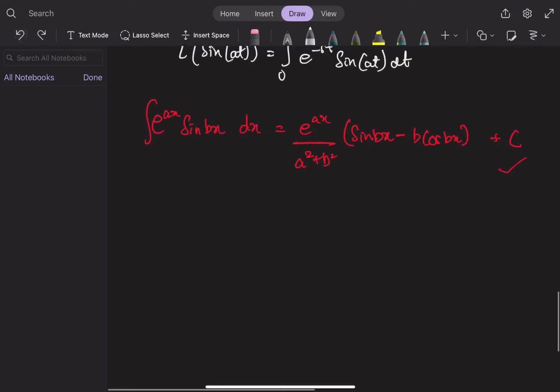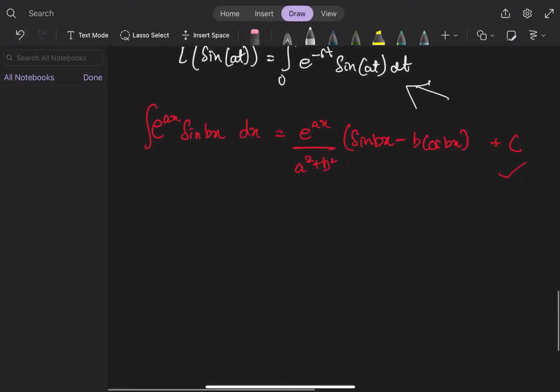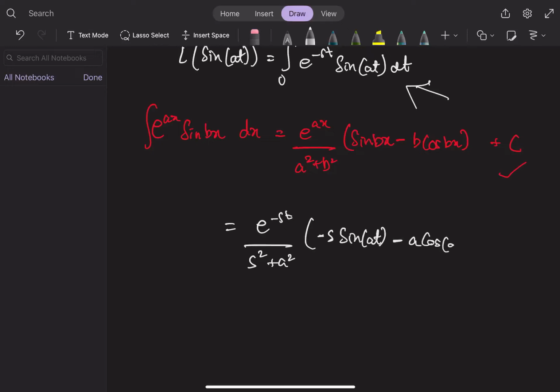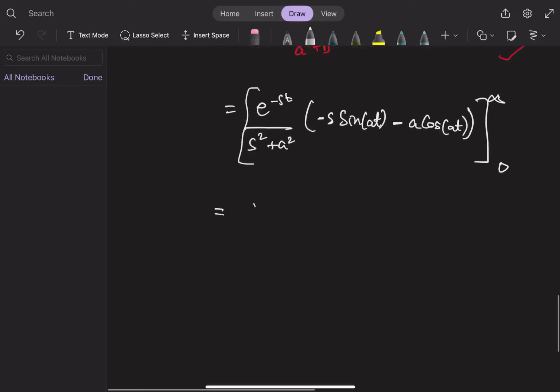So if you apply this over here, you will get e raised to minus st divided by s square plus a square, multiplied by minus s sine of at minus a cos of at. Here guys, we do not need to add the plus c since it is definite integration and it will get cancelled out when we apply the limits. So let's go ahead and put the limits 0 to infinity. So I'm gonna take out 1 divided by s square plus a square.